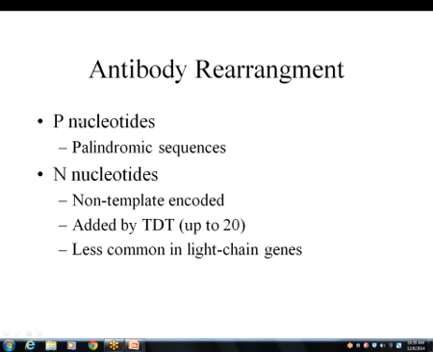Right, so this is similar to the P-nucleotides, and I'll show you that in a second. They're palindromes. I'll show you why they're palindromes. So N-nucleotides are non-template encoded. They're added by this TdT, up to 20 of them, as the ends are being cleaned up right before the DNA ligase puts them back together. This is actually less common in the light chain genes and more common in the heavy chain genes. I'm not sure that's an important point. But the P and N nucleotides together add a whole bunch of diversity at that joining region.